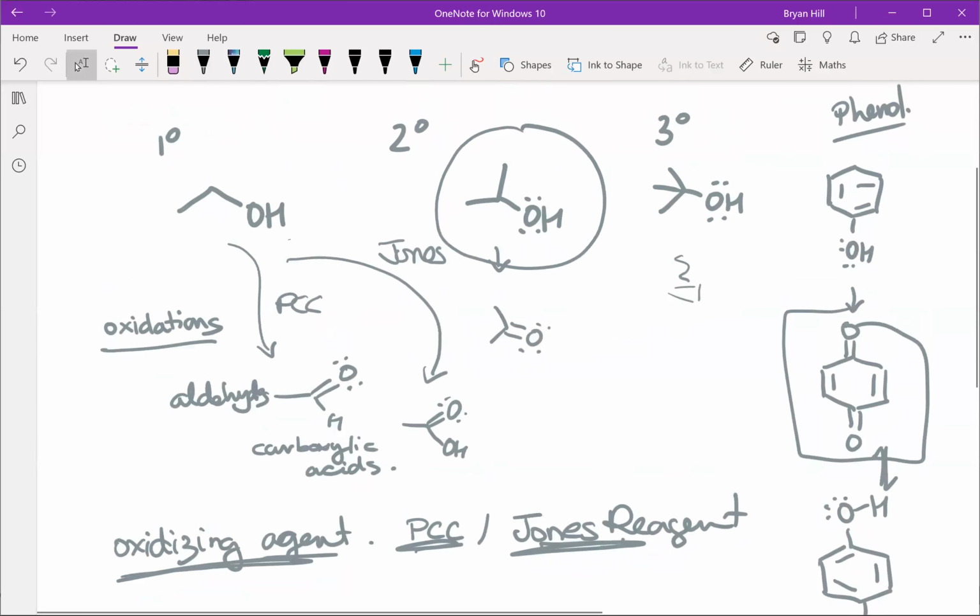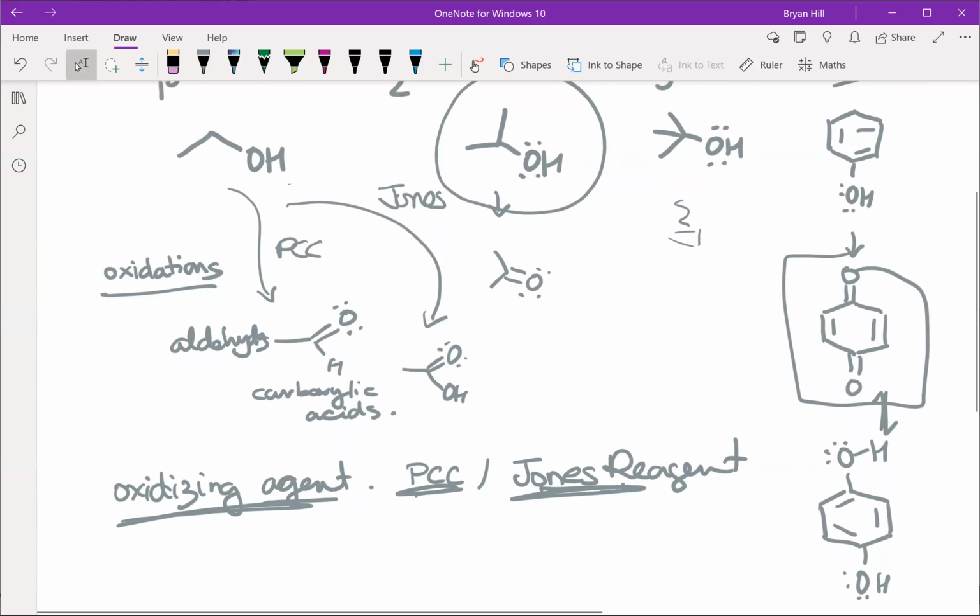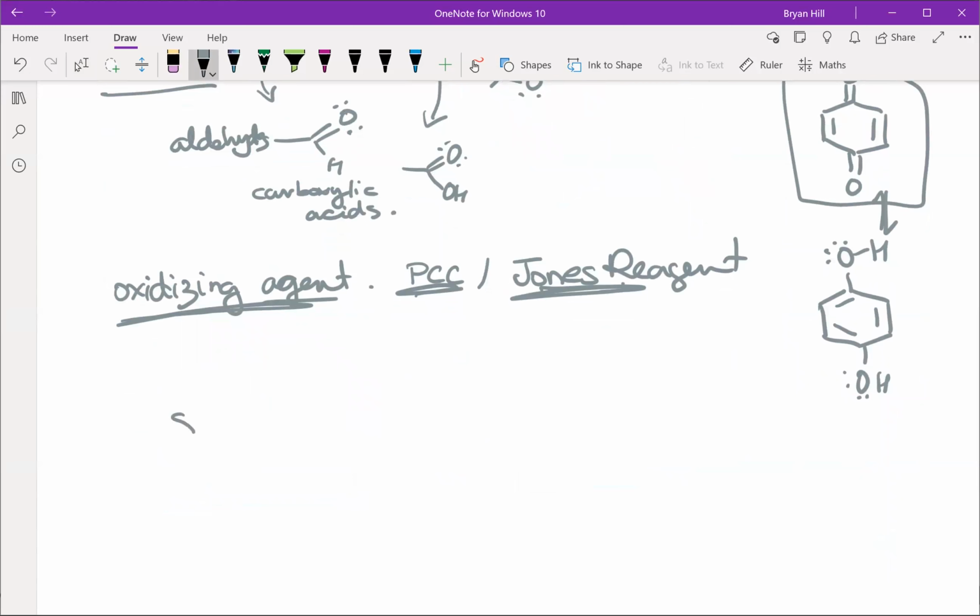What other reactions did alcohols undergo besides oxidations? Wouldn't we just use them as a nucleophile? Okay, so a nucleophile in what type of reaction? Like an SN1 or SN2? Okay, so we could use them for substitution reactions.